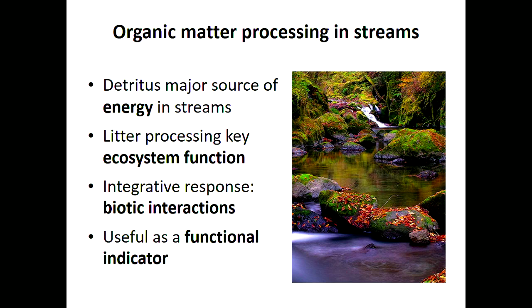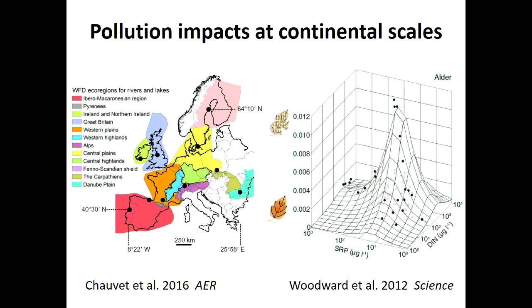And just to run you through some general ideas about that, in streams, particularly headwater streams, you quite often have detrital inputs from the terrestrial environment as the main source of energy. And so the way the system processes this energy source coming from the terrestrial environment is a really important ecosystem function. And so it's quite often used as a biomonitoring tool because it integrates different biotic responses. And so it's a major use for managers as well as also of scientific interest.